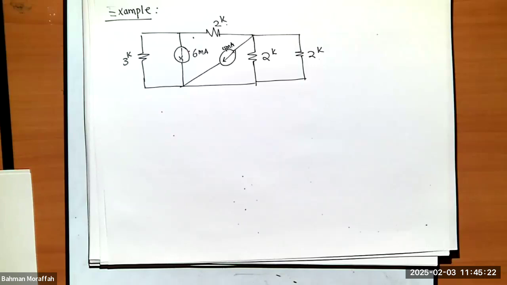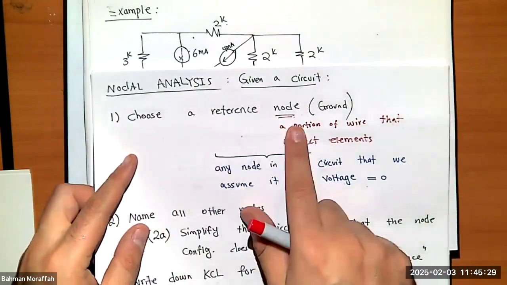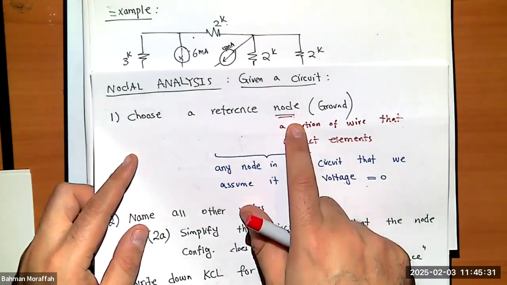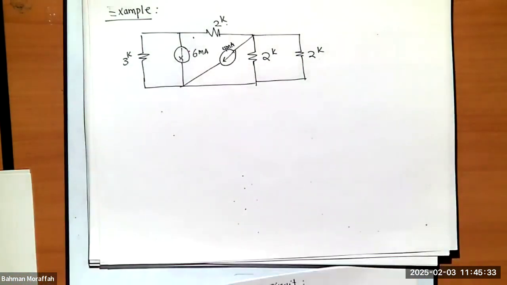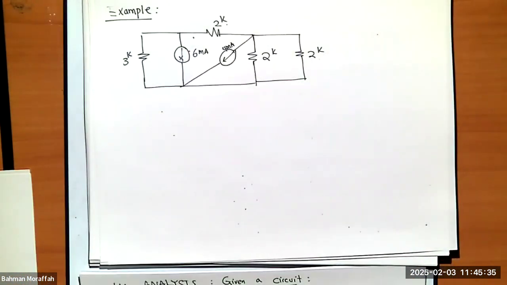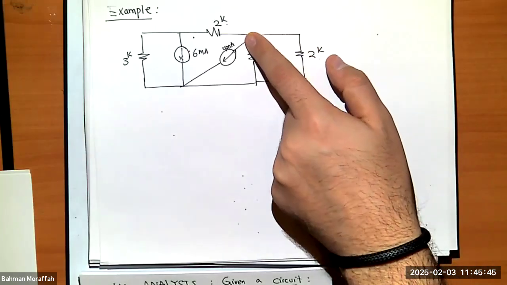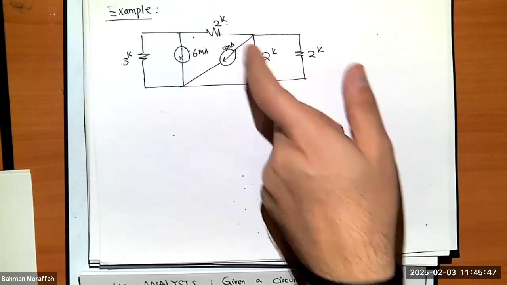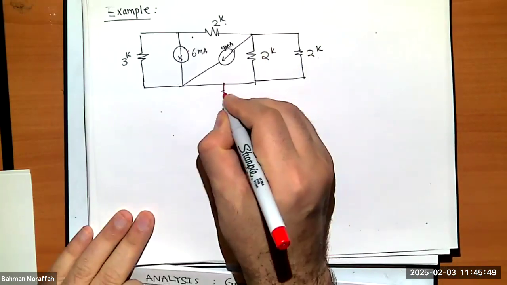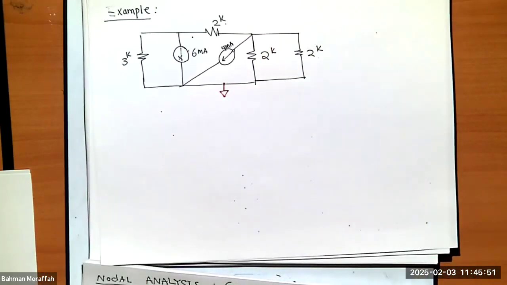What is the first step? Well, we know the first step is to choose a reference node, right? What do you guys suggest? What should I pick? The bottom node, right? Because it has like the most connections to it. Again, it's completely up to me. If I want to choose this one up here, I can, right? So let me just choose this one down here.